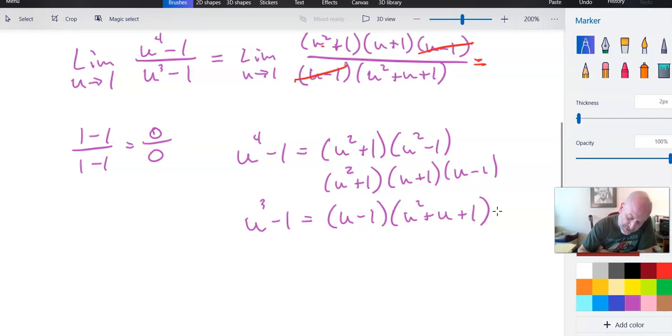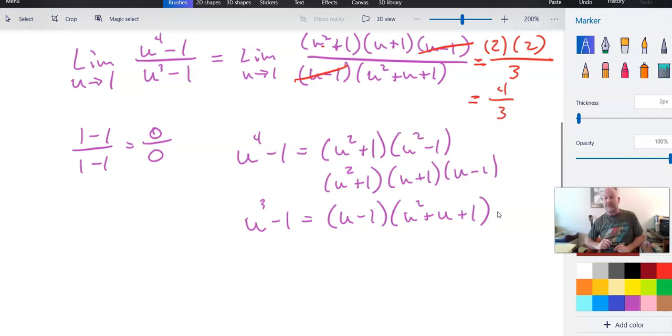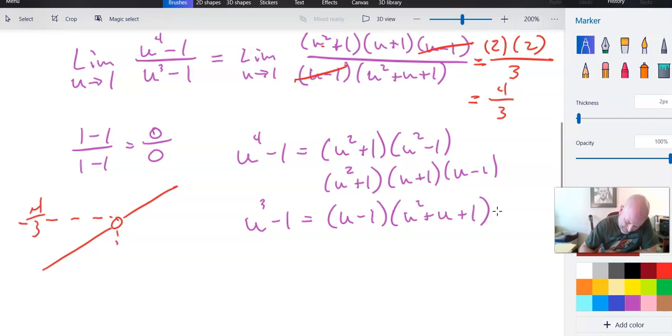If I plug a 1 into u squared plus 1, well, 1 squared is 1 plus 1 is 2. So that's now a 2. That becomes a 2 also. And then if I plug this in here, that's a 3. So if I evaluate this whole thing, I end up with 4/3. But what's really happening here is there is a hole in the graph, and that function value is 4/3, and the x value here is 1, right? So what we're doing is we're figuring out where this function goes without the hole, basically.